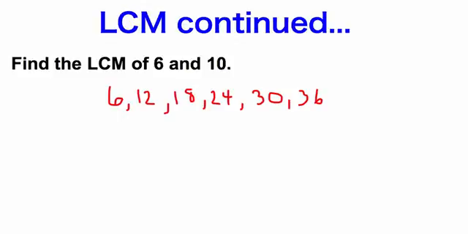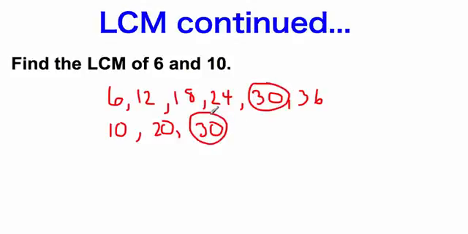So, and then the multiples of 10 are easy. 10, 20, 30. Well, I can stop there because I found a common multiple. 30 is a common multiple of 6 and 10, and it is also the least common multiple. It's the smallest one they have in common. So the LCM of 6 and 10 is 30.